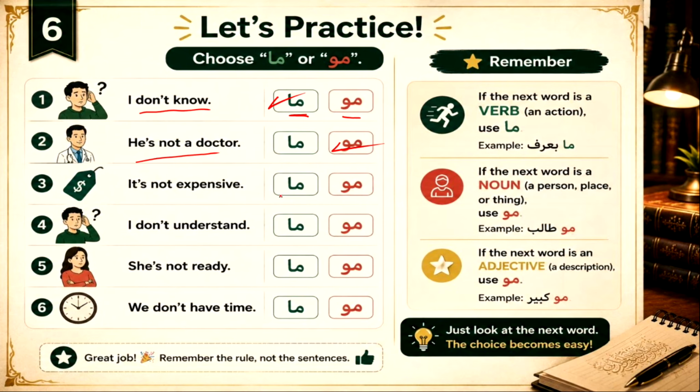It's not expensive. مو غالي. I don't understand. ما بفهم. She is not reading. مو جاهزة. We don't have time. ما عنا وقت. See you in the next lesson.